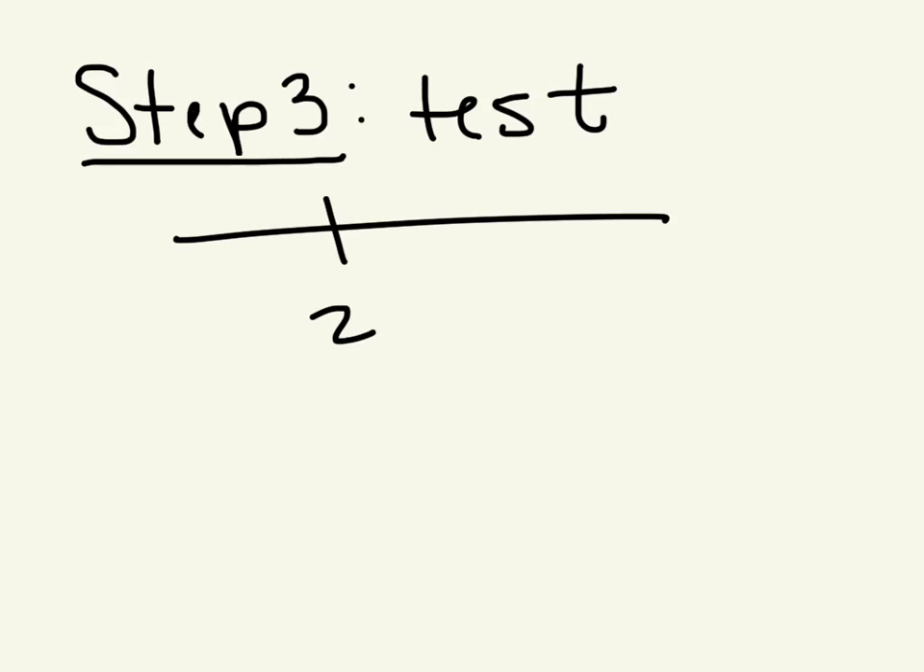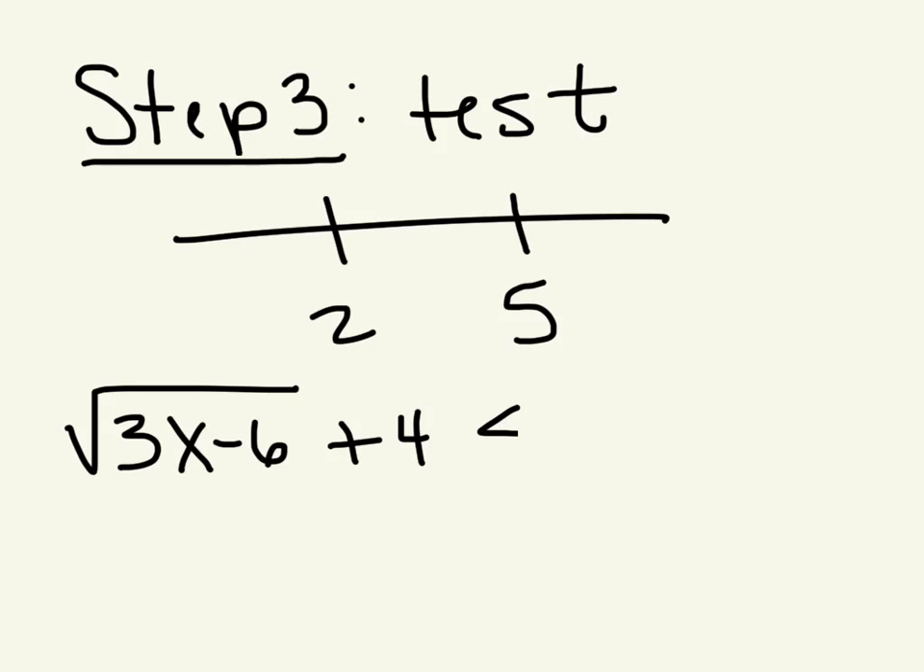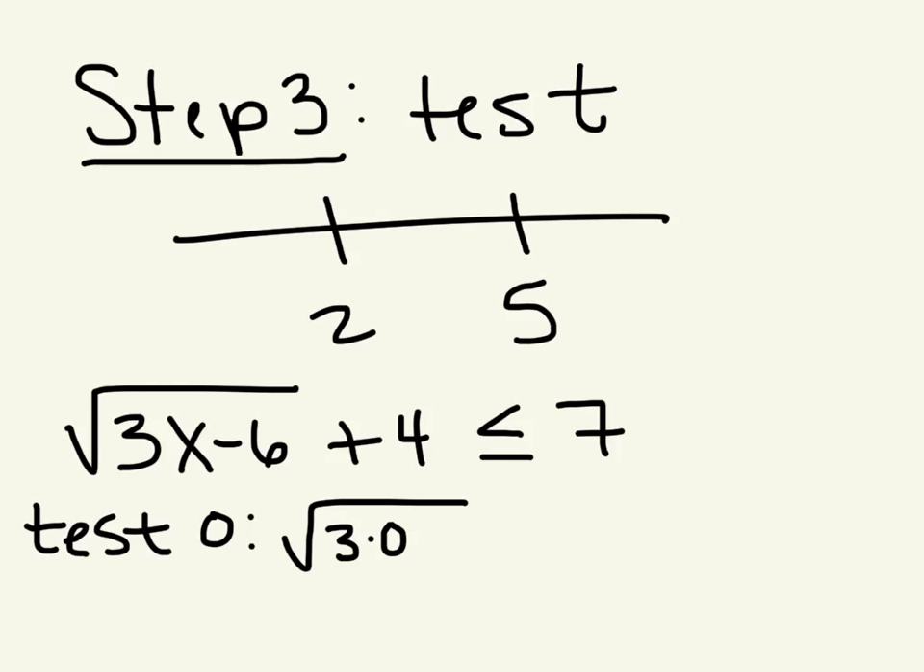So step 3 is going to be testing the regions on the number line: less than 2, between 2 and 5, and greater than 5. And remember, we're testing this in the inequality that square root of 3x minus 6 plus 4 is less than or equal to 7. So, let's test a value to the left of 2. How about 0? So if I test 0, I end up with 3 times 0 minus 6, which is 0 minus the 6, plus 4, less than or equal to 7.